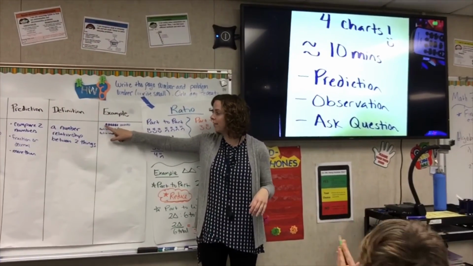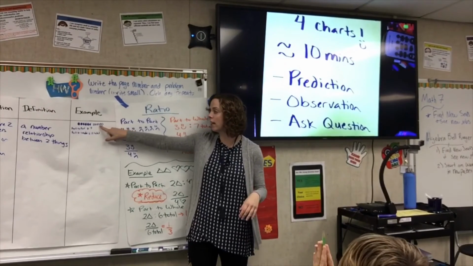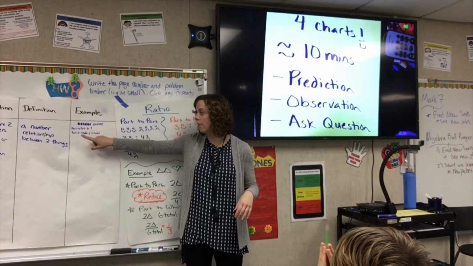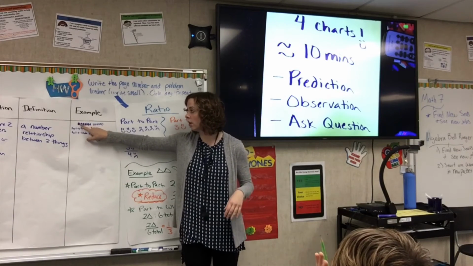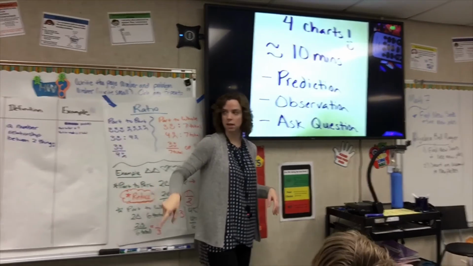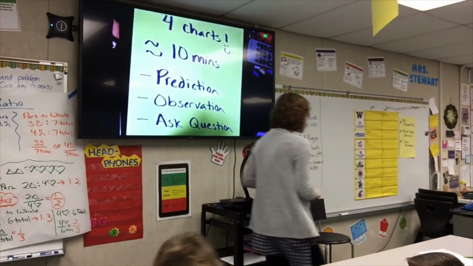Okay, so up here on the board, we had an example. We have 6 colored circles and 5 not colored circles. So the part to part was 6 to 5. And for the part to whole, she chose to do 6 colored circles to the total amount of 11.